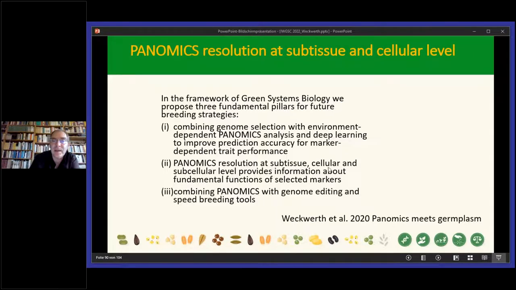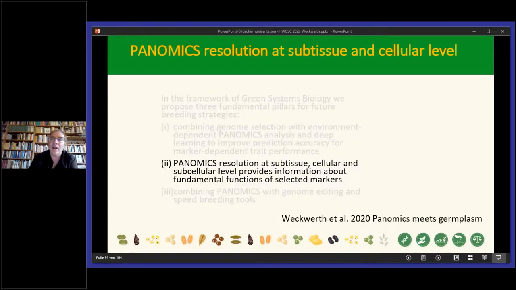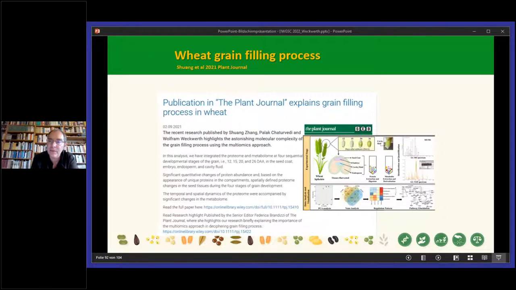PANOMICS resolution at the subtissue, cellular, and subcellular level provides information about fundamental functions of selected markers. And combining PANOMICS with genome editing and speed breeding tools will, of course, accelerate to develop a large biodiversity of available elite lines in the future. We recently applied this to the wheat grain filling process.